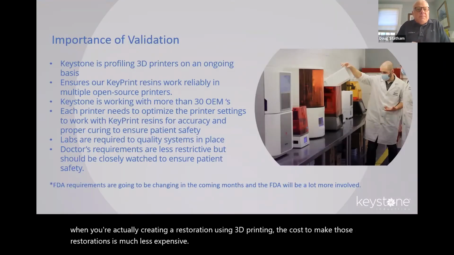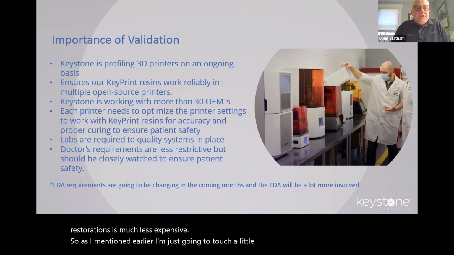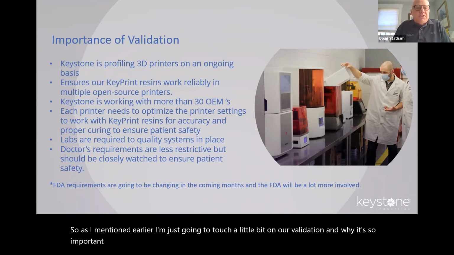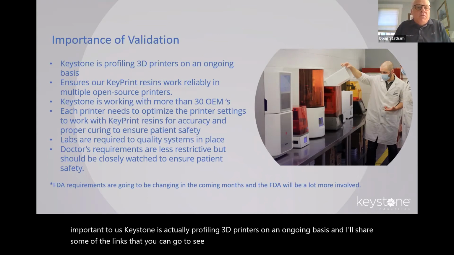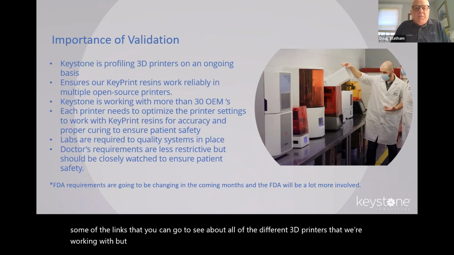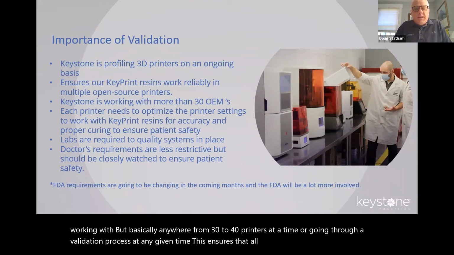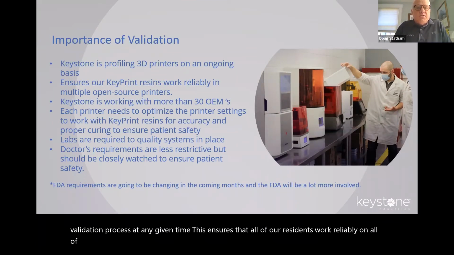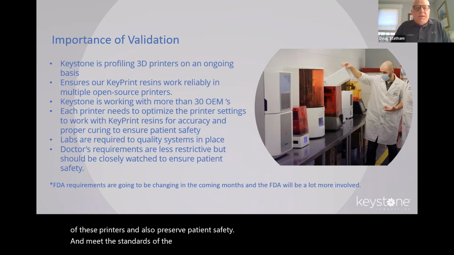So as I mentioned earlier, I'm just going to touch a little bit on our validation and why it's so important to us. Keystone is actually profiling 3D printers on an ongoing basis, and I'll share some of the links that you can go to see about all of the different 3D printers that we're working with. Basically, anywhere from 30 to 40 printers at a time are going through a validation process at any given time. This ensures that all of our resins work reliably on all of these printers, and also preserve patient safety and meet the standards of the different regulatory people out there right now that are overseeing the different materials to make sure they're patient friendly.